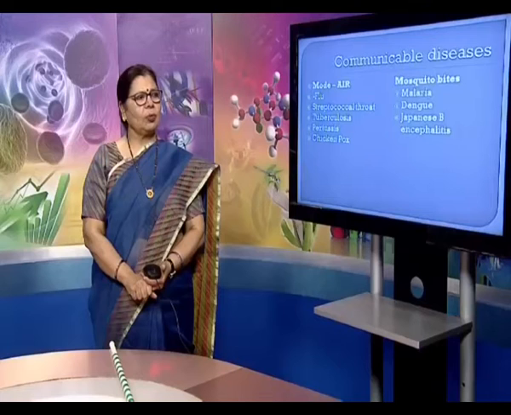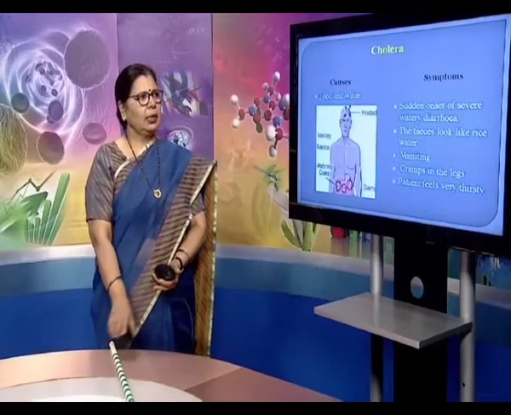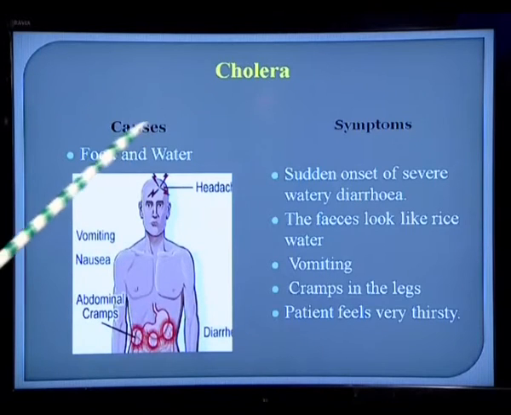These are some of the communicable diseases. We are going to talk in detail about some of them. If the mode of spread of microorganisms is air, then you can catch the flu, streptococcal throat infection, tuberculosis, pertussis and chicken pox. And if mosquito bites, then you can have malaria, dengue, Japanese encephalitis. Here you will find what the causes are.